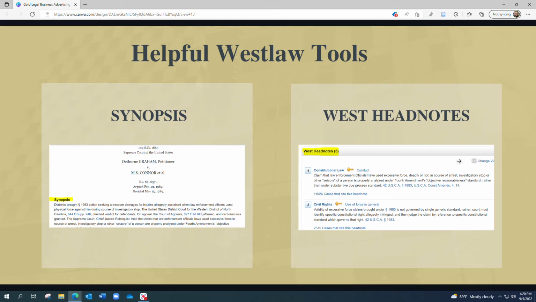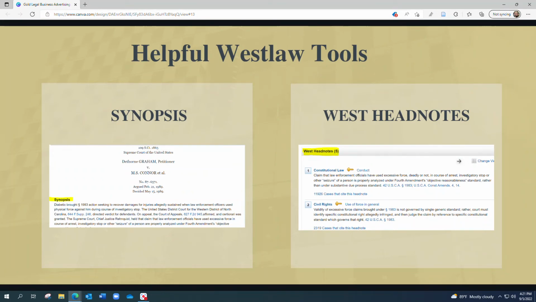First, whenever you begin reading a case, after you've looked at the caption and the parties, scroll down to the area titled Synopsis. The synopsis is a concise, paragraph-length summary of the facts and main legal issue of the case. It's kind of like the abstract of a scholarly journal article.